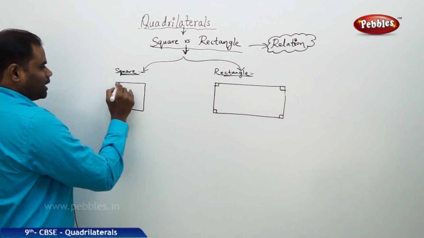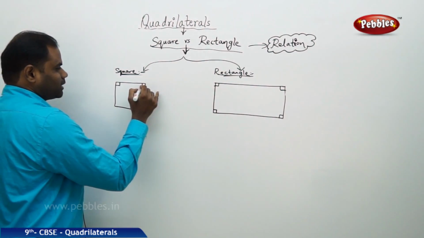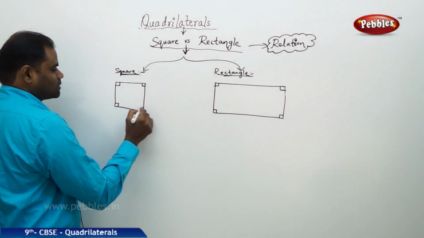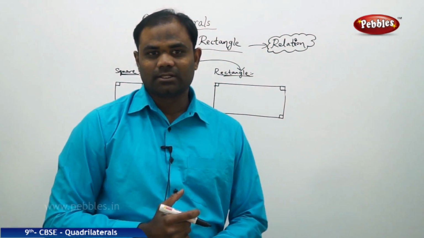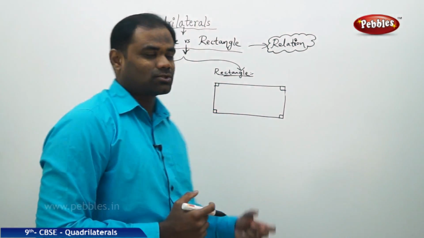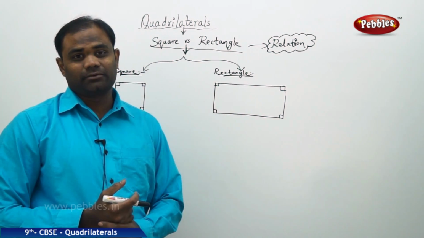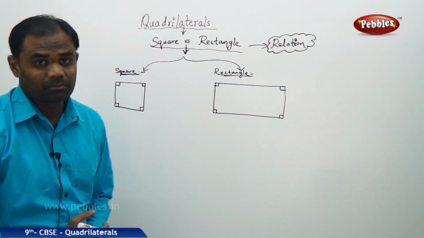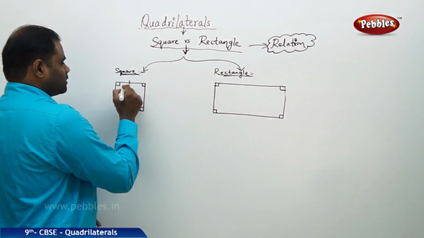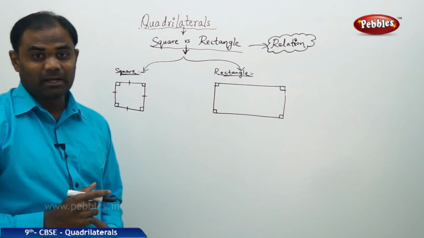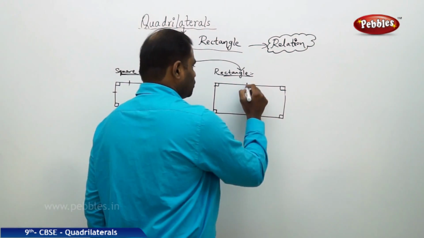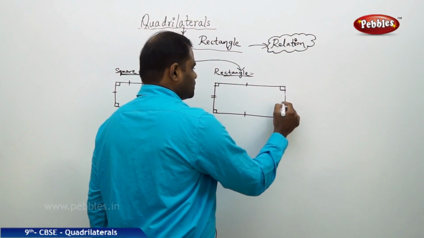Also in square, I identify that each angle is 90 degrees. So in both the cases, each angle of a square and a rectangle is 90 degrees. Coming to the second property, I see that in a square, all sides are equal, but in a rectangle, opposite sides are equal.